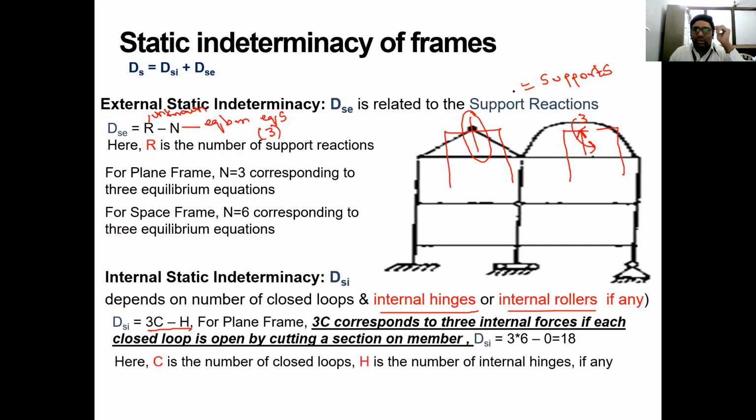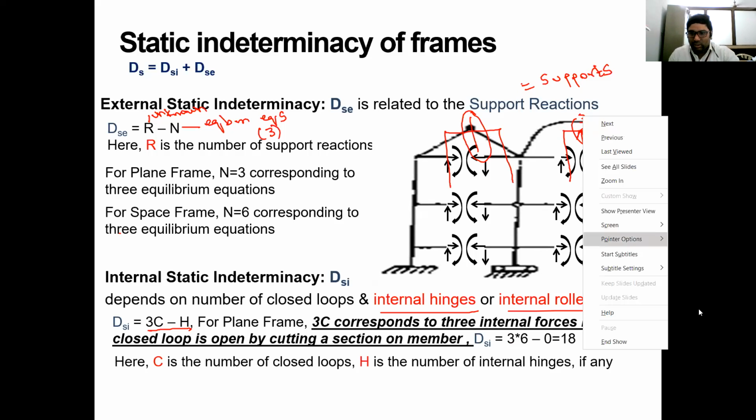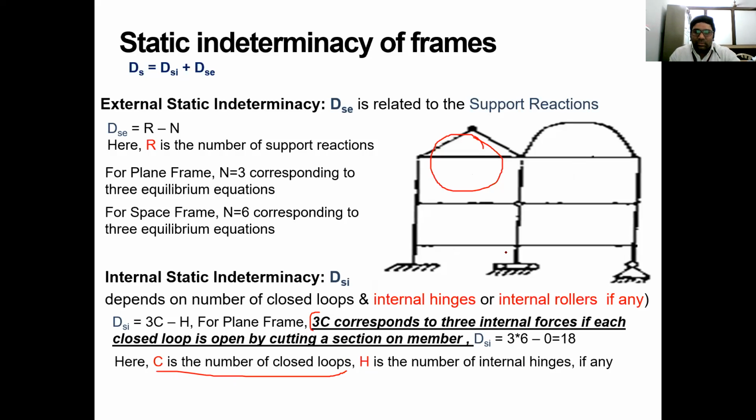So that's where we are talking about the cut section. You can see that here on the screen itself. See here, at a point where there is a cut, what all can you see? A horizontal, a vertical, and a moment. So 3C corresponds to the 3 internal forces. Got it right? Wonderful. And C is the number of closed loops, and H is the internal hinge.